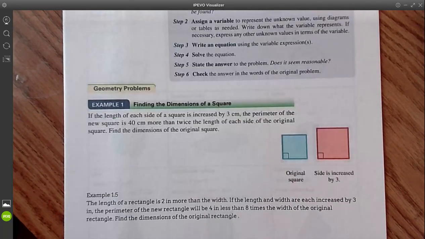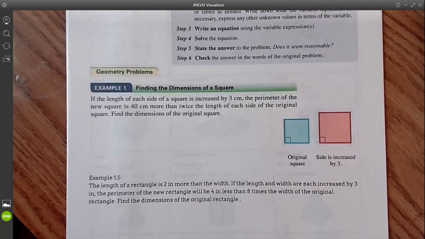Okay. Geometry problems. Finding the dimensions of a square. If the length of each side of a square is increased by 3 centimeters, the perimeter of the new square is 40 centimeters more than twice the length of each side of the original square. Find the dimensions of the original square.